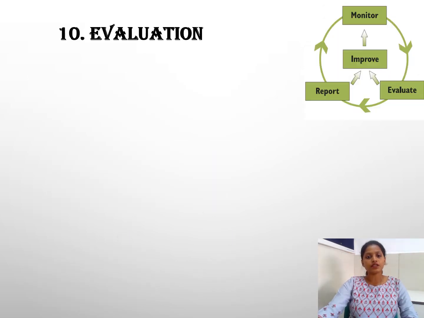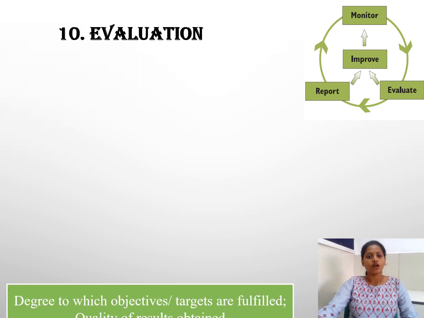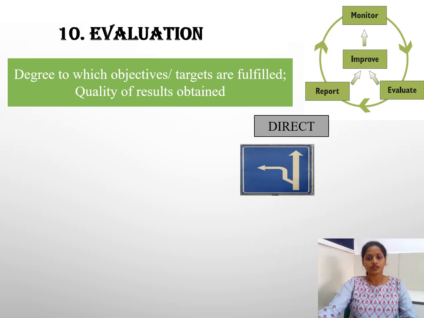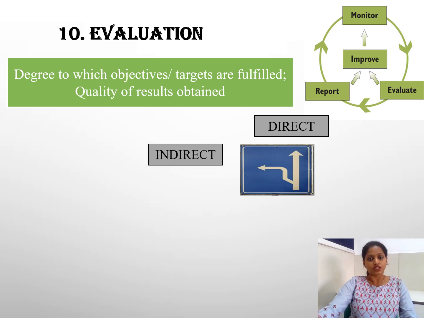The final step in the planning cycle is evaluation. Evaluation measures the degree to which objectives and targets are fulfilled and also the quality of results that are obtained. This was given by WHO in 1967. Measurements of those results may be direct or indirect. Direct measures are those which assess changes in oral health due to the program being evaluated, whereas indirect measures are those which are necessary where it is not practicable to measure directly any changes in health.